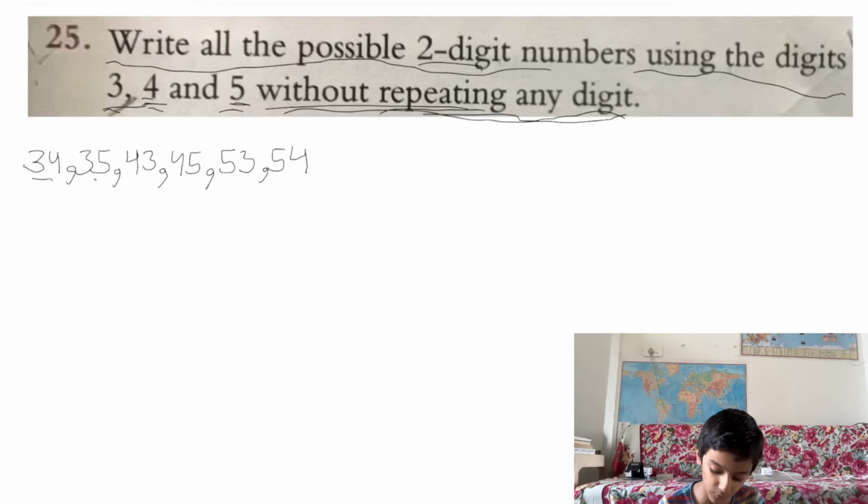1, 2, 3, 4, 5, 6. So the answer of this question is 6. Because there are 6 possible two-digit numbers which can be found by using the digits 3, 4 and 5, and there are no repeating digits in any number. So the correct answer of this question is 6.